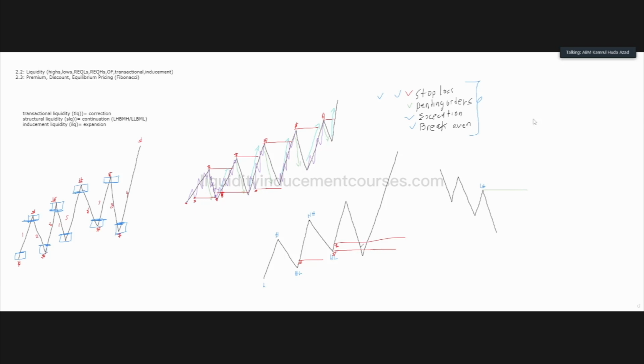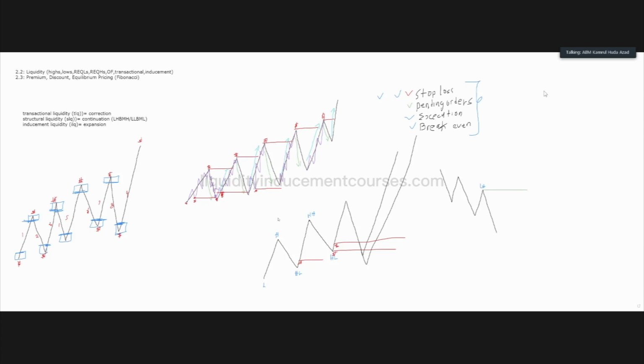Now, if price comes here, do you think it is going to stop here or it's going to go higher? Higher. That's what tends to happen in the market. The more money that is taken, the bigger the moves. That's why inducement liquidity is a liquidity that tends to take structural liquidity, and the inducement itself then eventually leads to price expanding.